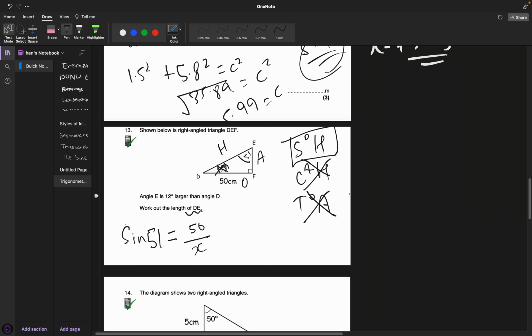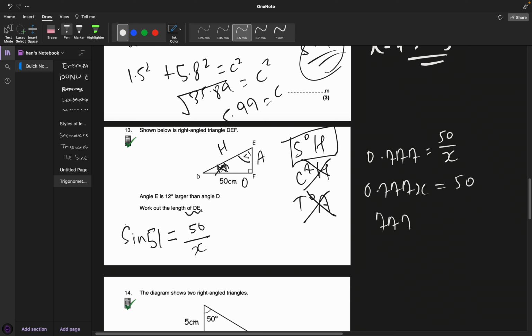And yeah, let me just write that on the side. I'm going to run out of space here, aren't I? So sine 51 is 0.777 to 3 decimal places. Is equal to 50 divided by x. Let's move that to one side. 0.777x is going to equal 50. So we can multiply this by 1,000 to get rid of the decimals. So 777x is going to equal 50 and then 3 decimals.